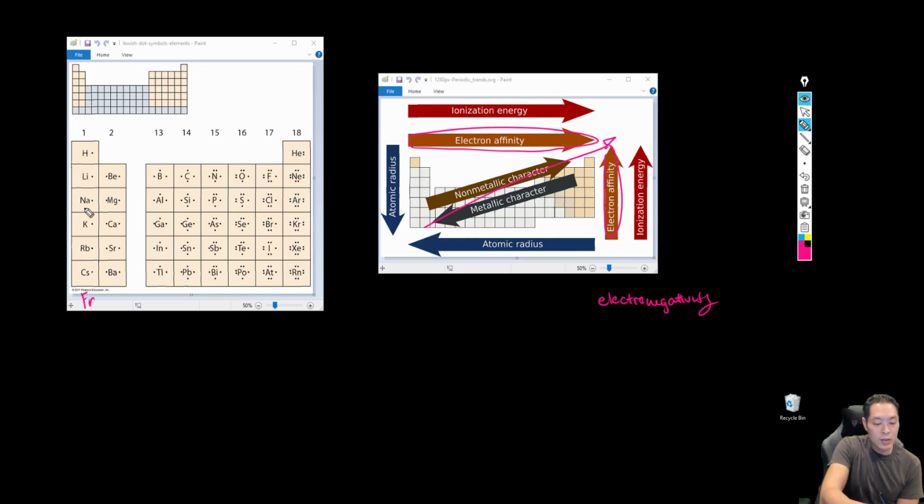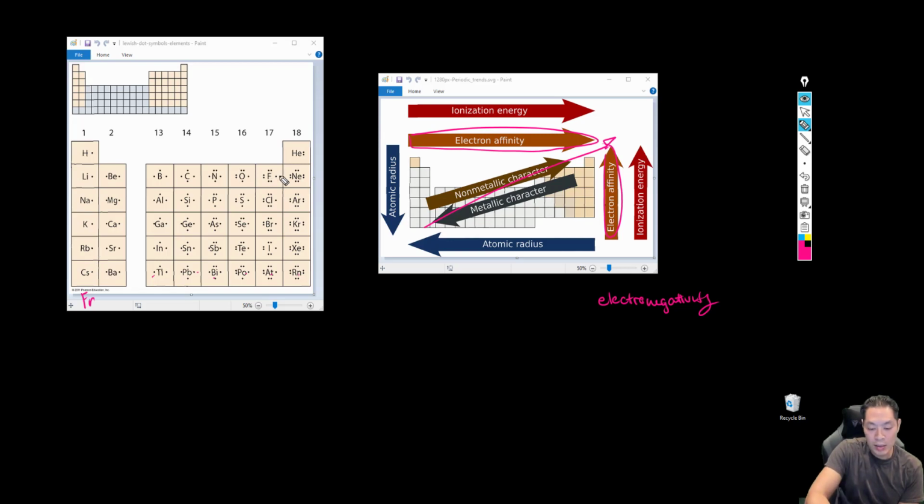These guys, since it has 1, remember, they all kind of want to look like noble gases, so they want a full outer shell. Now, if they want a full outer shell, they have to either gain 1, 2, 3, 4, 5, 6, 7 electrons or lose 1. So even though they'd rather be neutral, losing 1 for these guys isn't a big deal.